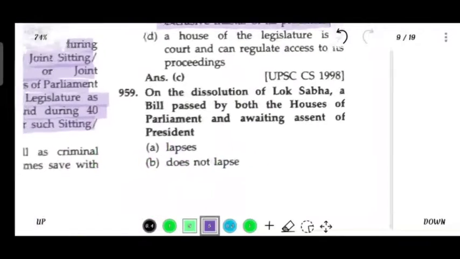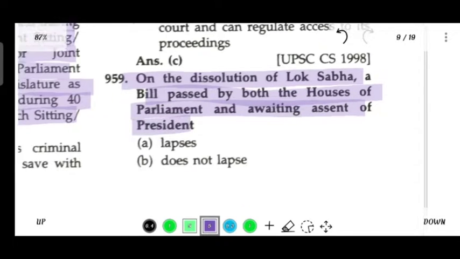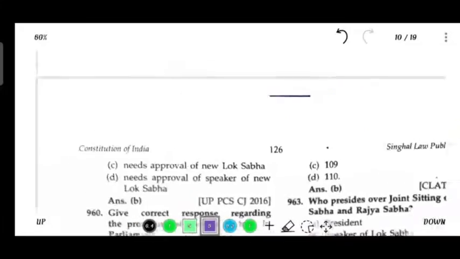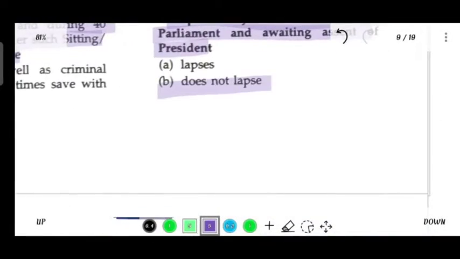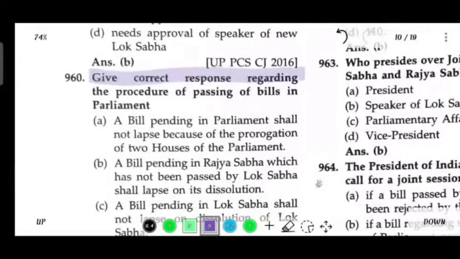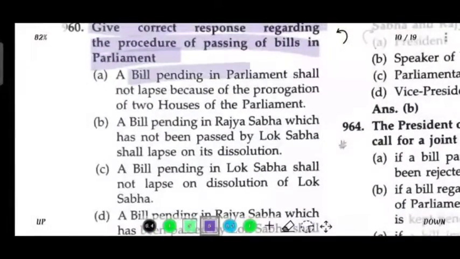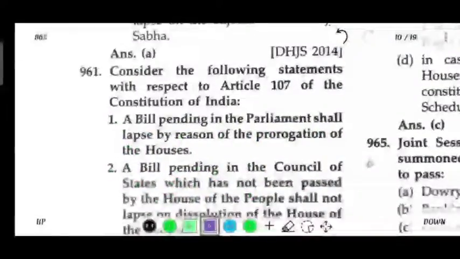On the dissolution of the Lok Sabha, a bill passed by both Houses of Parliament and awaiting assent does not lapse. Regarding the procedure of passing a bill in Parliament, a bill pending in Parliament shall not lapse without prorogation of the two Houses of Parliament.